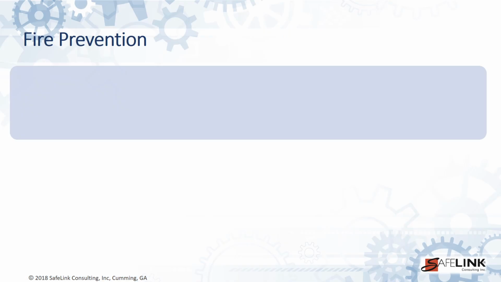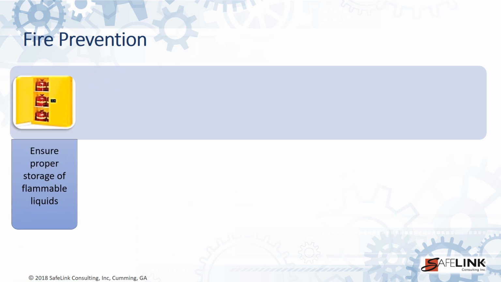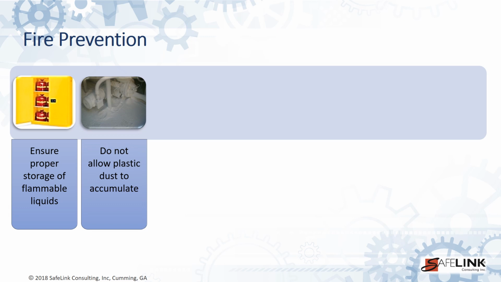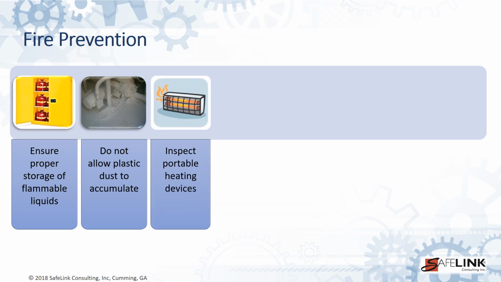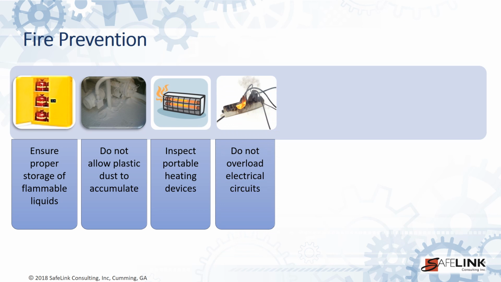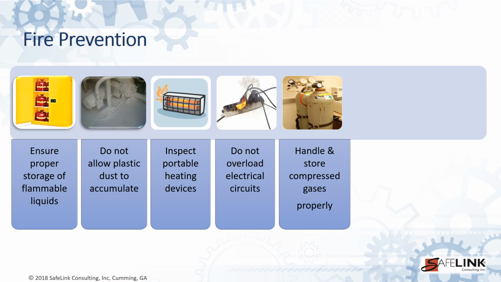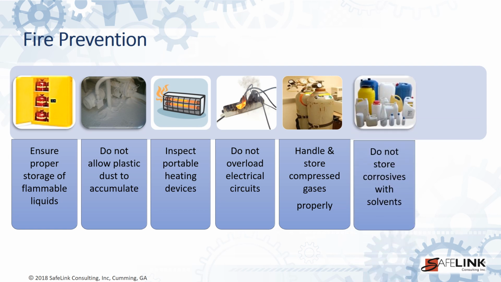Pay attention to the possible fire hazards that may exist in the facility and take necessary precautions. They can include ensuring the proper storage of flammable liquids, not allowing flammable items such as plastic dust to accumulate in an area. Inspect portable heating devices and don't take them into the work environment unless authorized by the employer. Don't overload electrical circuits. Handle and store compressed gases properly. Don't store corrosives with solvents as they can have an adverse reaction with each other.